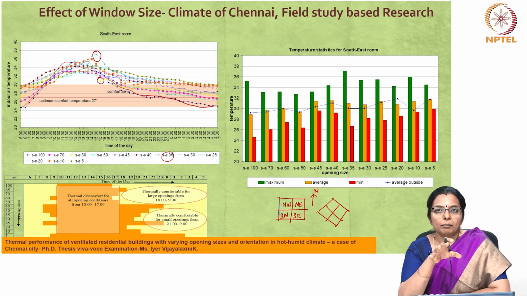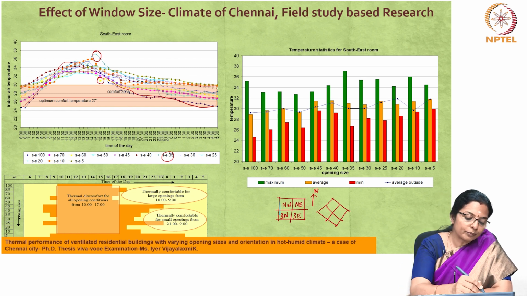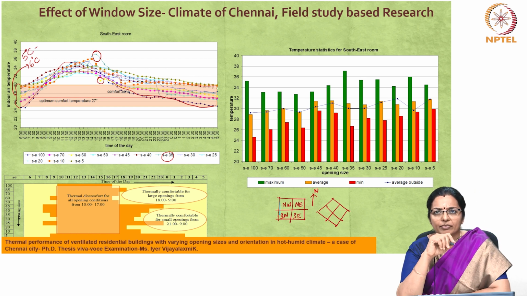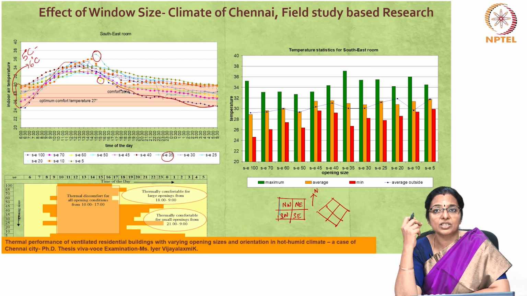So, even just because of change of opening sizes, we can get a temperature difference of about 5 to 6 degrees centigrade. The indoor average temperature is almost equal to the outdoor average temperature when opening sizes are large. But for opening sizes in the range of 45% to 30%, the indoor average temperature is higher than the outdoor average temperature. When the opening sizes are large, the prevailing wind direction helps dissipate indoor heat.